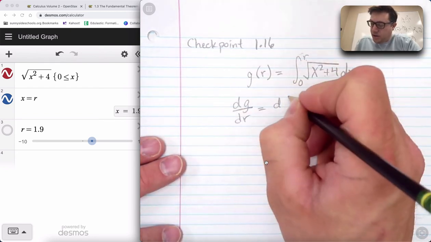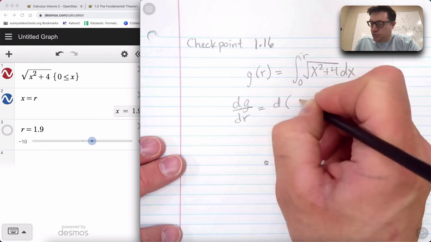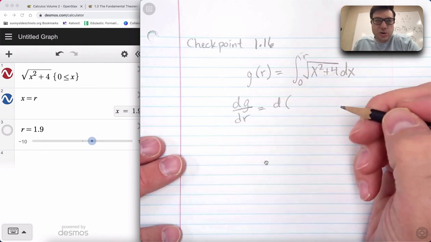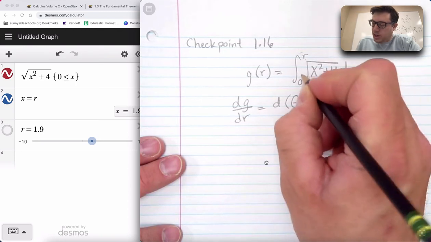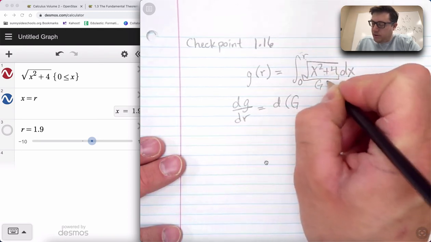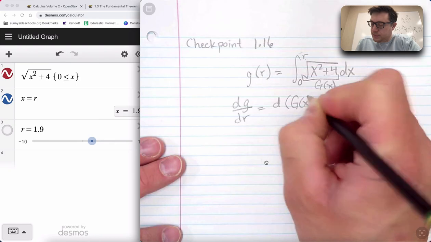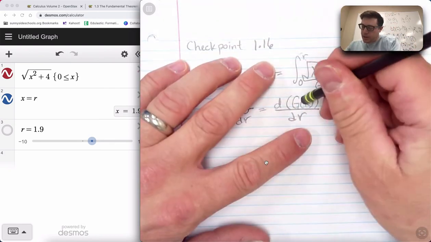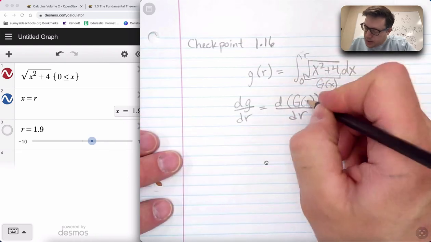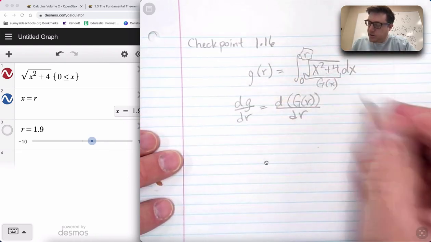D of, we should at some point know how to do this, but we're not ready for that yet. So I'm just going to use g, which represents the antiderivative of x, and then it's with respect to r. Oh, my bad. It shouldn't be an x here. It should be an r, because that's our upper limit of integration.